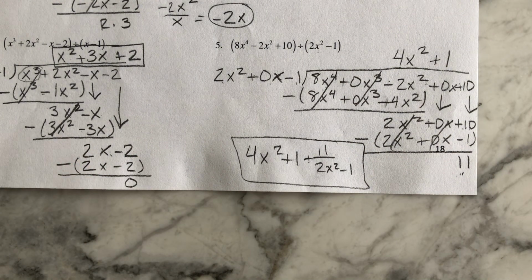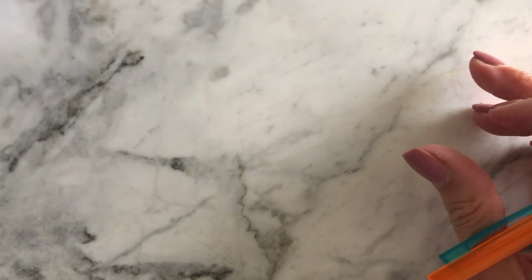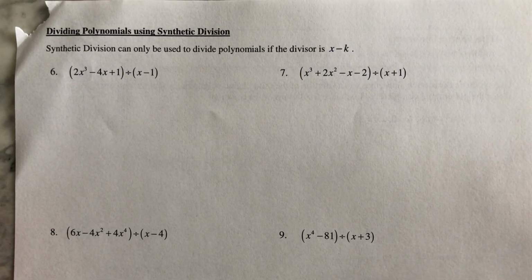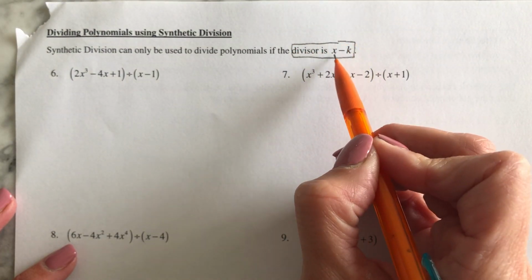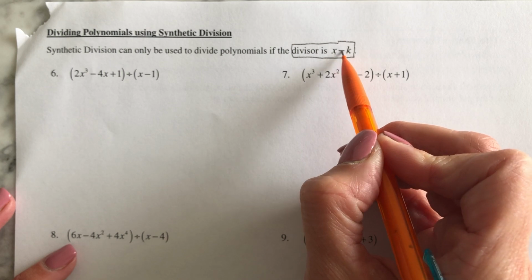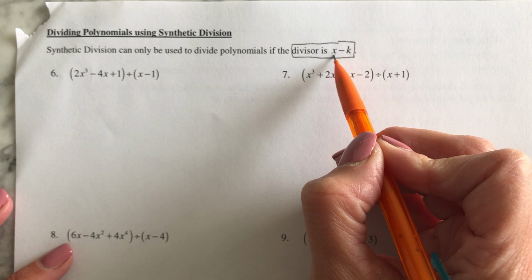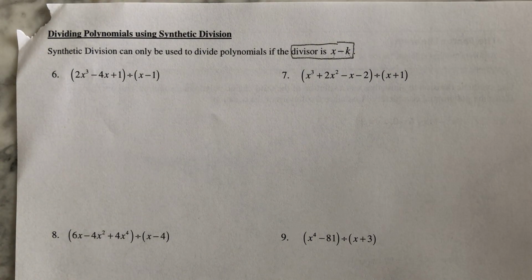Okay, so that's enough examples for long division. Let's move on to synthetic division. Okay, so synthetic division is another way to divide. It's another method, but it's a method that only works when the divisor is in the form x minus k. So we can't have an x squared or an x to the third. It just has to be an x and then your constant number there.